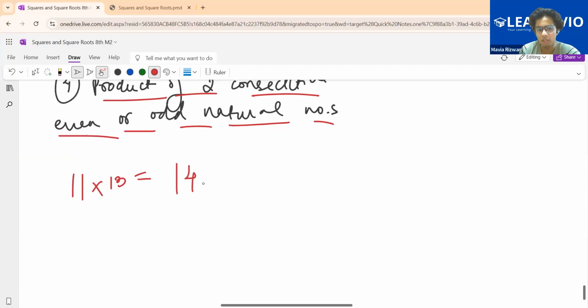But there is another pattern seen, which is the number between 11 and 13. Tell me. The number between 11 and 13 is 12. So 11 into 13 would be equal to 12 square minus 1. So if there are two consecutive even numbers or odd numbers, their product is equal to the number between them, squared, minus 1. Very simple.